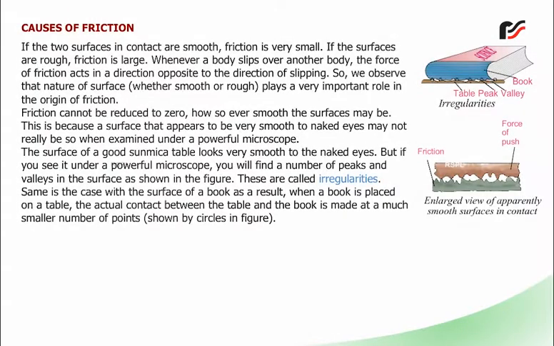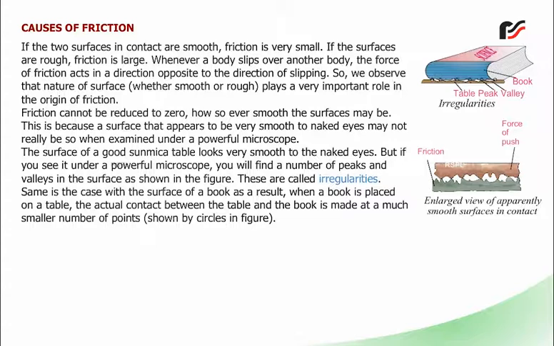Causes of friction. If the two surfaces in contact are smooth, friction is very small. If the surfaces are rough, friction is large. Whenever a body slips over another body, the force of friction acts in a direction opposite to the direction of slipping. So, we observe that the nature of the surface, whether smooth or rough, plays a very important role in the origin of friction. Friction cannot be reduced to zero, howsoever smooth the surface may be. This is because a surface that appears to be very smooth to the naked eye may not really be so when examined under a powerful microscope.